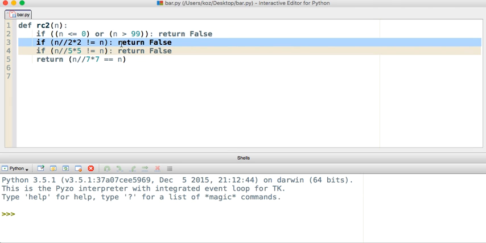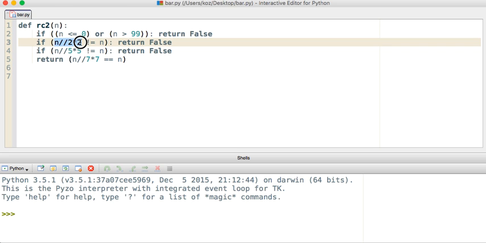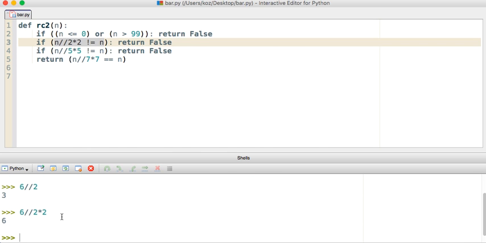What about this line? This line's really weird because it looks like we divide by 2 and multiply by 2 and test if we don't get the original number. And it feels like you should always get the original number because you're dividing and multiplying by 2. That's not the case. Consider if you take 6 and divide by 2, sure enough, you get 3. Sure enough, when you multiply that back by 2, you get 6. But what happens if you take 5 and divide by 2? You don't get 2.5 because it's integer division, you get 2. So when you multiply that back by 2, you don't get 5, you get 4.